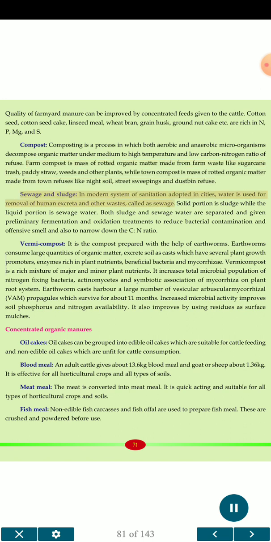Sewage and sludge. In modern system of sanitation adopted in cities, water is used for removal of human excreta and other wastes, called as sewage. Solid portion is sludge while the liquid portion is sewage water. Both sludge and sewage water are separated and given preliminary fermentation and oxidation treatments to reduce bacterial contamination and offensive smell and also to narrow down the C/N ratio.